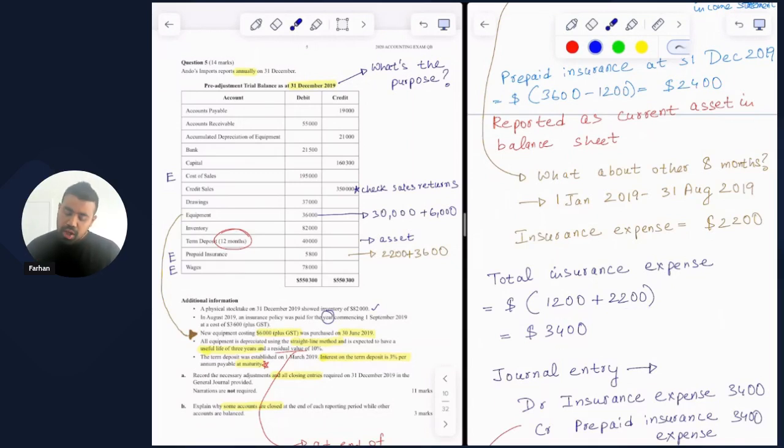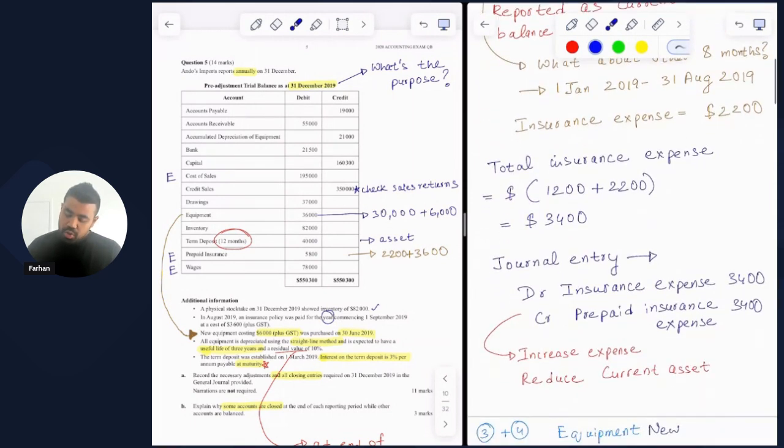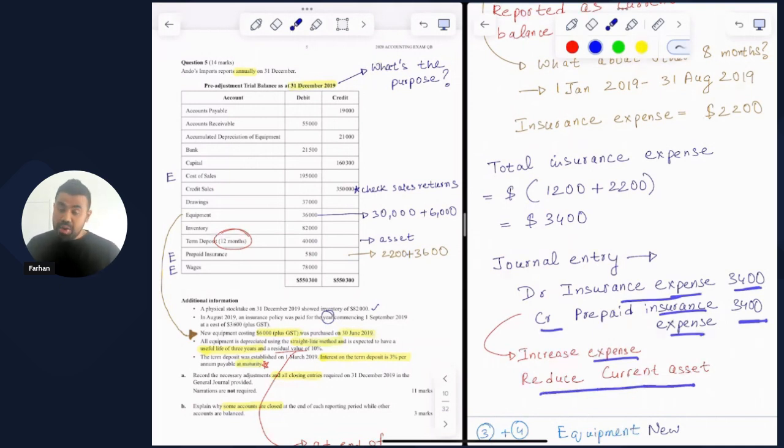So how should we journalize this as an adjusting entry? We debit the insurance expense, $3,400, which increases the expense that we report in the income statement, and then we credit prepaid insurance by $3,400 to reflect that we have consumed the economic benefits that come with the prepayment of insurance, and as a result, our current assets will also be reduced. And when assets reduce, we credit them, and when assets increase, we debit them. So that is why if you are to journalize this, you debit insurance expense by $3,400 and you credit prepaid insurance by $3,400.